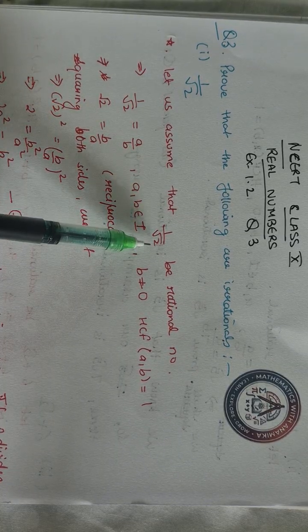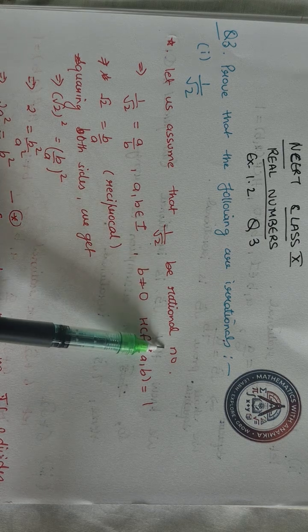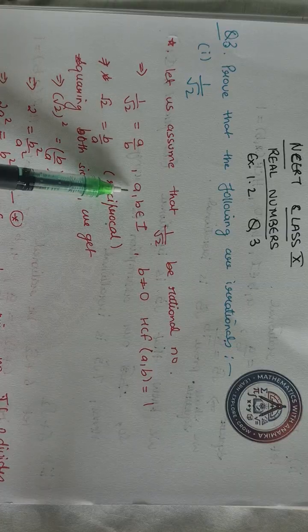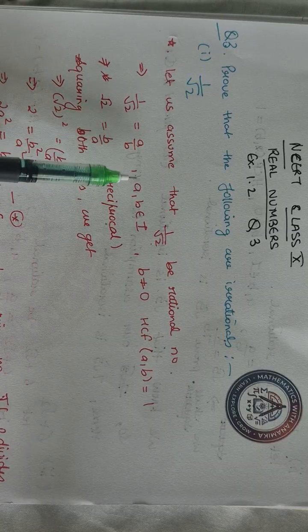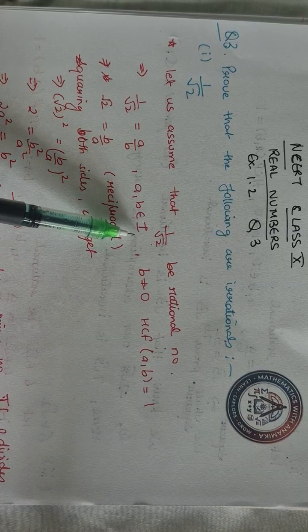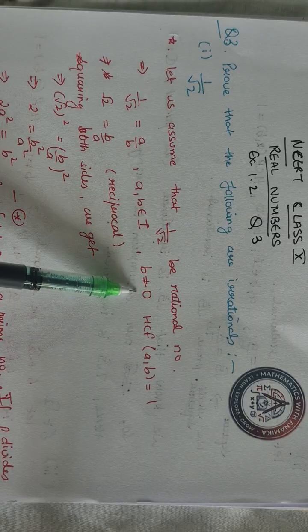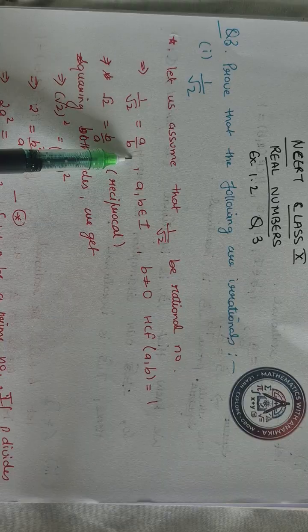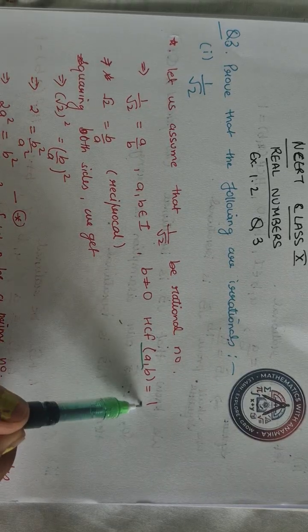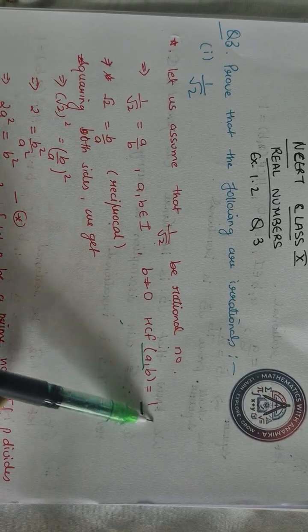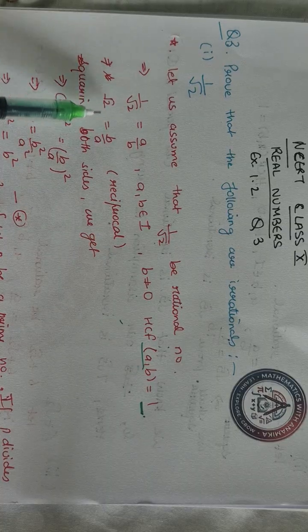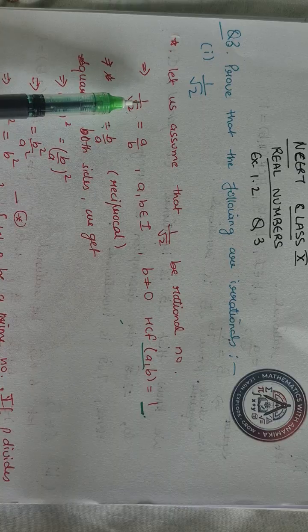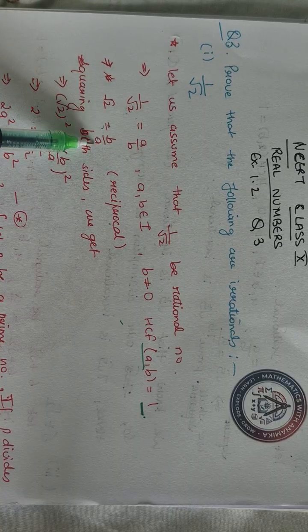Let us assume that 1 upon root 2 is a rational number. We know that rational numbers can be written in p by q form or a by b form, where the numerator and denominator, that is a and b, belong to integers, the denominator b is non-zero, and the HCF of a and b will always be 1. There is no other common factor. In the next step we take the reciprocal of this. So root 2 by 1 gives you b by a.